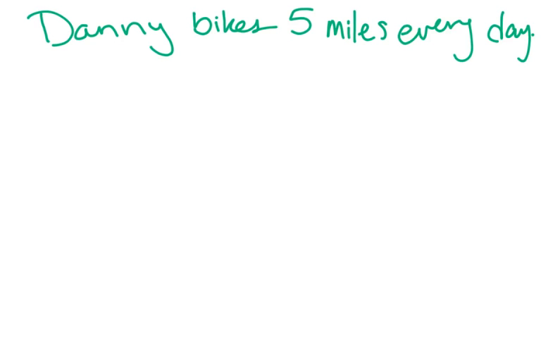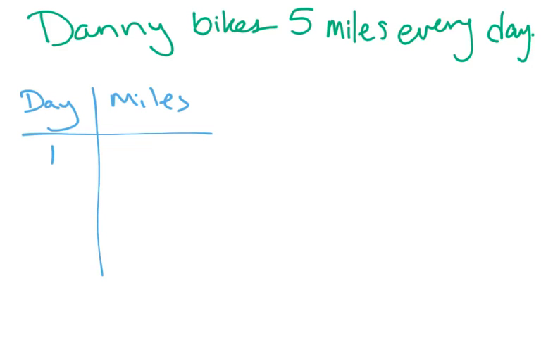Danny bikes 5 miles every day. Notice how there's no obvious signal, like then you add, then you subtract, then you multiply, then you divide. So what I like to do is a little guess and check problem and figure it out for myself. So every day, if Danny bikes 5 miles in one day, he bikes 5 miles. In 2 days he'd bike 10 miles. In 3 days he'd bike 15 miles.